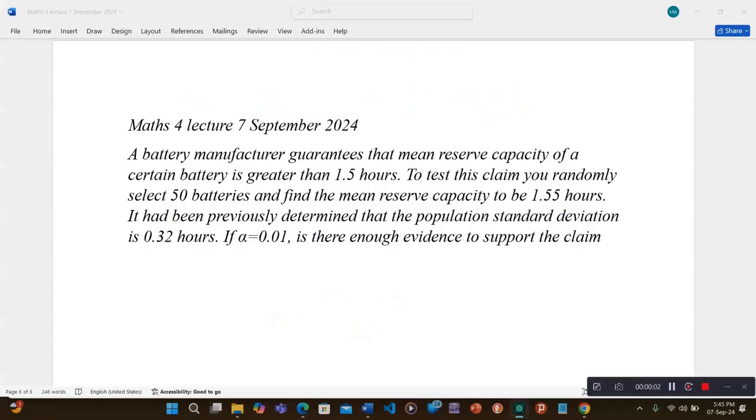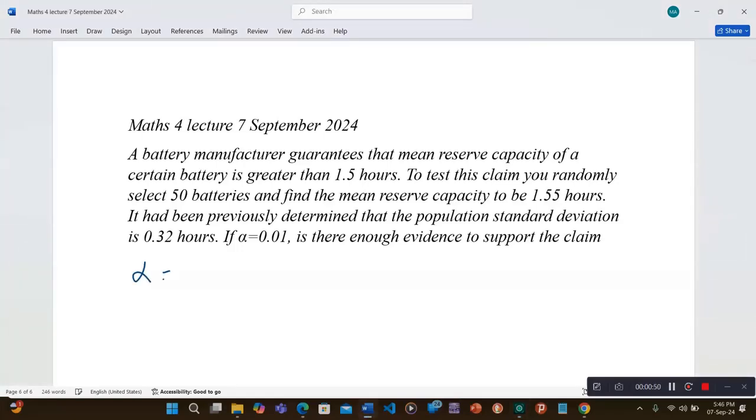We are given that a battery manufacturer guarantees that the mean reserve capacity of a certain battery is greater than 1.5 hours. To test this claim, you select 50 batteries and find the mean reserve capacity to be 1.55 hours. It had been previously determined that the population standard deviation is 0.32 hours. If alpha, the level of significance, is 0.01, is there enough evidence to support the claim?